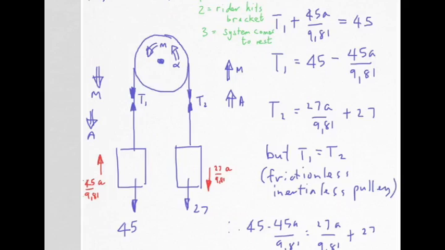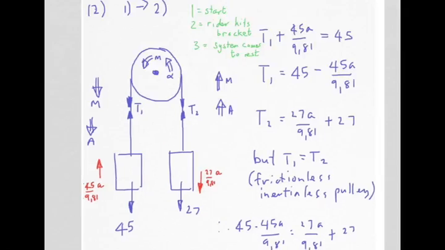Weight divided by g gives you M, and M times A goes in opposite to acceleration, in other words upwards for the left hand side and downwards for the right hand side. So on the left you have 2 ups equal to 1 down, and you have an equation. On the right you have 2 downs equal to 1 up. But the crux of the matter is the tension around a frictionless, inertialess pulley is identical on both sides. So T1 is in fact equal to T2.